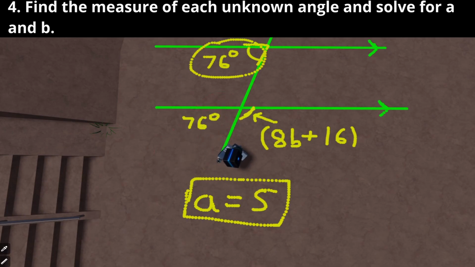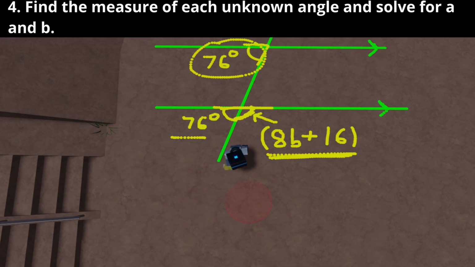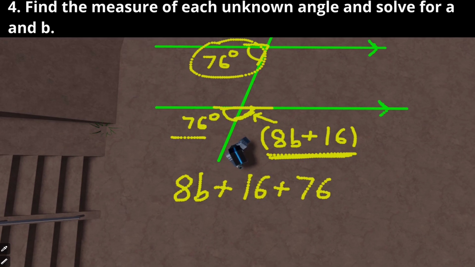Now, what can I do to solve for b in this equation? Well, notice that 76 degrees and this angle over here are along a straight line. So they're supplementary. They add up to 180 degrees. So I can set up a new equation where 76 plus all of this is equal to 180 degrees. And that will help me solve for b. So I'm just going to erase a for a moment. I'll rewrite it. And write 8b plus 16 plus 76. That has to be equal to 180 degrees.